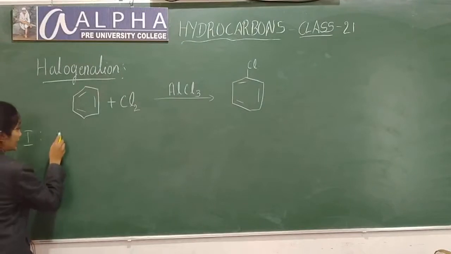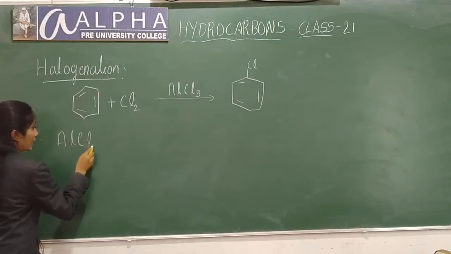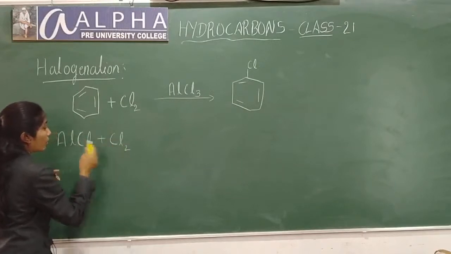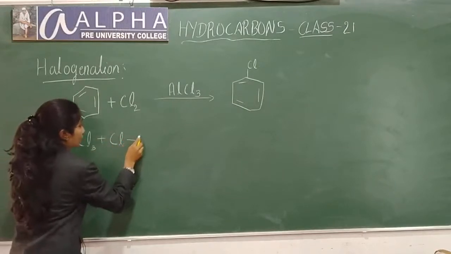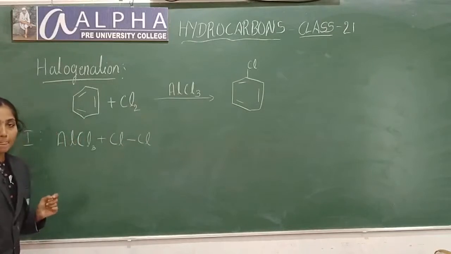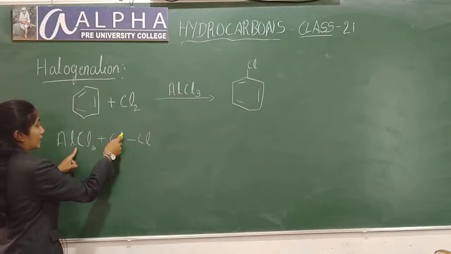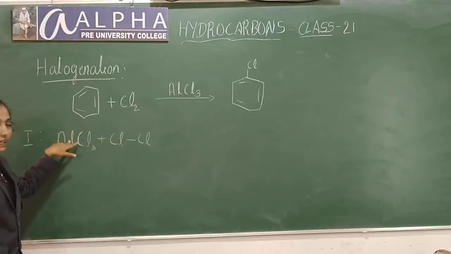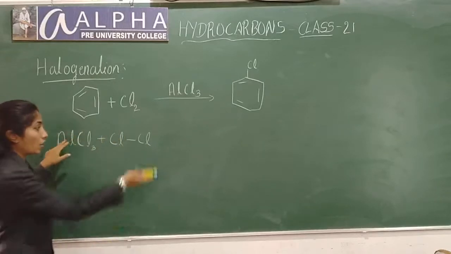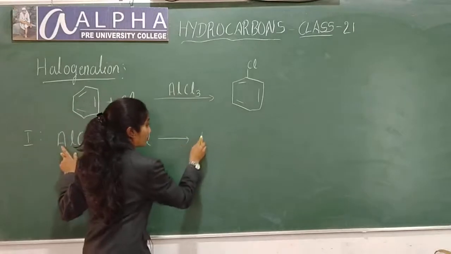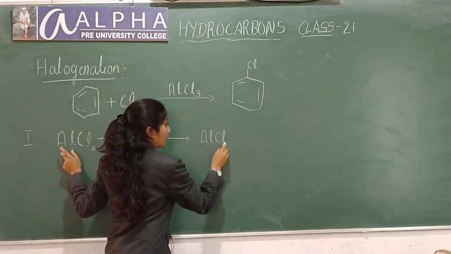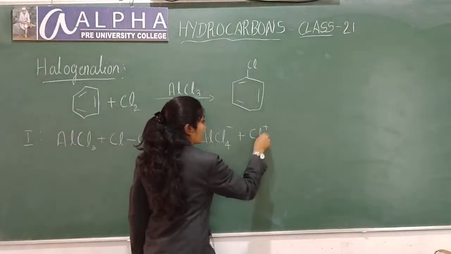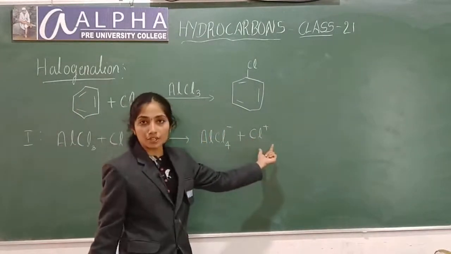Here AlCl3 reacts with Cl2. So what will happen? In this, a Cl-Cl bond will be there. This Al, since it contains a vacant p orbital, will attract the chlorine, which will attach to it along with electrons. So it forms AlCl4 minus plus Cl plus. This is our required electrophile.